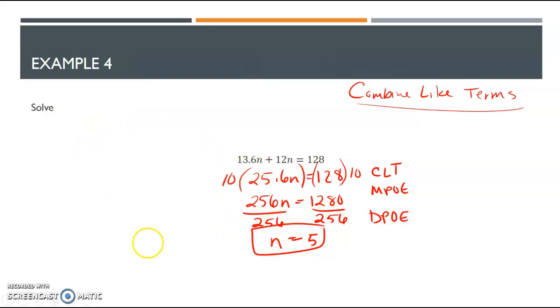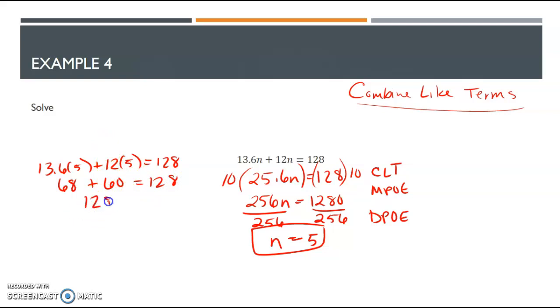So if I'm not sure, then I plug it back in and I do 13.6 times 5 plus 12 times 5, and it should equal 128. So 13.6 times 5 is 68, and 12 times 5 is 60, and 68 plus 60 is 128. And so it works, and I know my answer is correct.